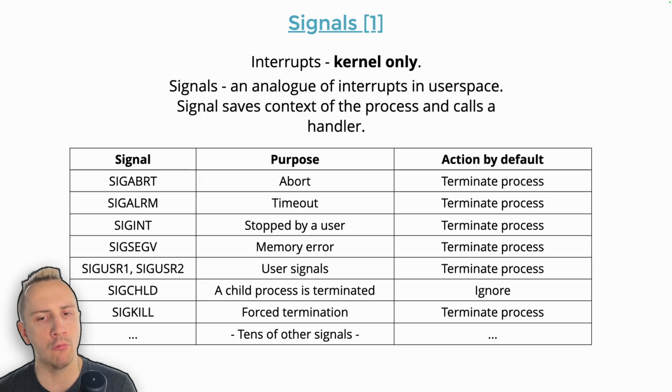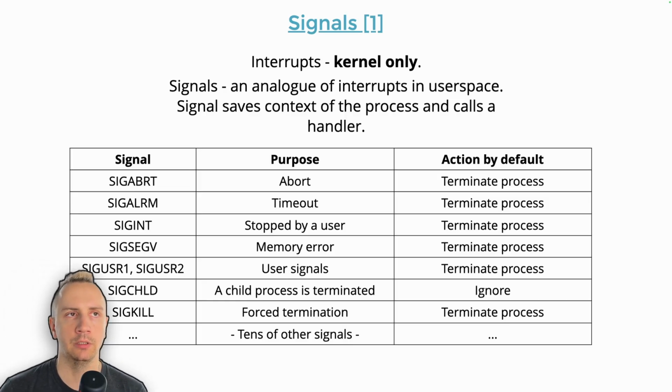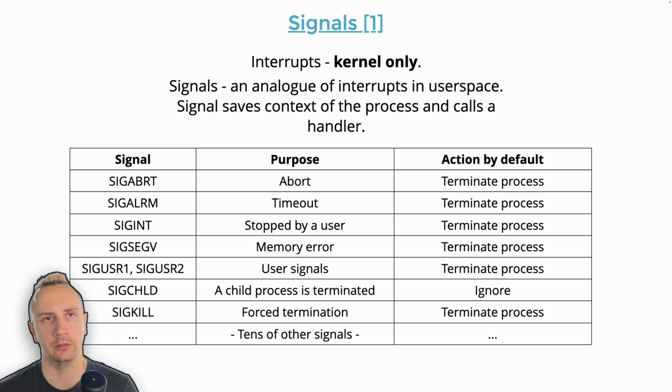User space has no idea about processor interrupts and it can neither detect nor handle them in any way, neither directly nor indirectly.